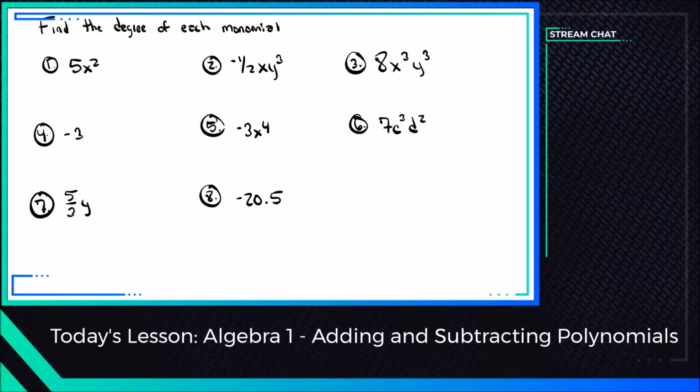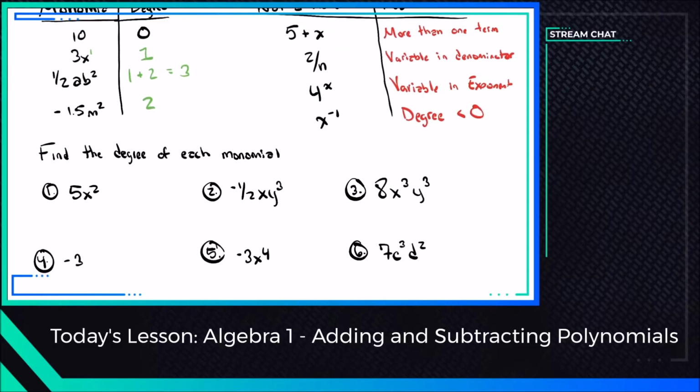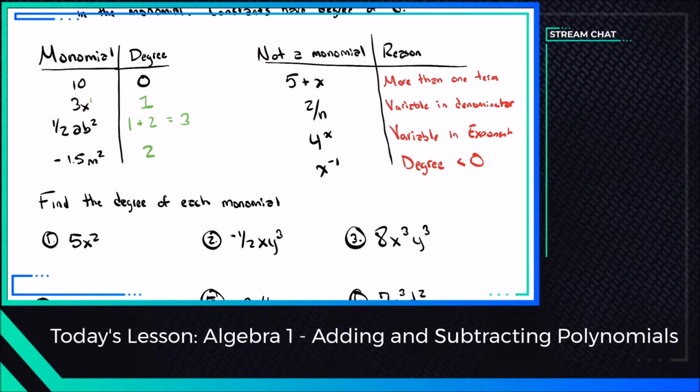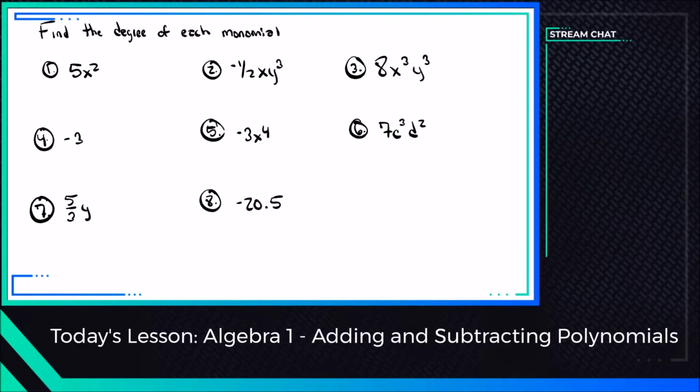So first off, each one of these is a monomial. If we scroll back up to this table, they all follow the rules there on the left. And each one of them is going to have a degree. When we look at the degree, we want to look at the variables. So ignore the number 5 here. Just look at this x squared and simply look at the exponent. Whatever the exponent is, if you only have one variable, that's our degree. So that's a 2.